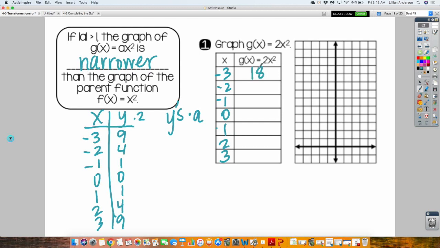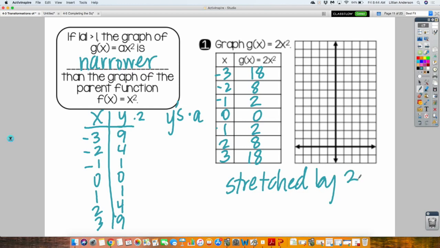9 times 2, 4 times 2, 1 times 2, 0 times 2, 1 times 2, 4 times 2, 8. And then 9 times 2, 18. We're multiplying all of the original y values by 2. This is going to cause the original quadratic function of x squared to be stretched by 2. That's how you would describe it, okay?